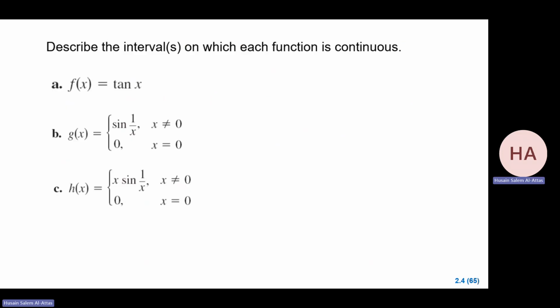If I want to describe the intervals in which each function is continuous, tan x we did before. This one, I need to check the limit of sine 1 over x. I know this limit does not exist. That means f is not continuous at x equals 0. What about other values? I have no problems. It's defined, everything is okay.